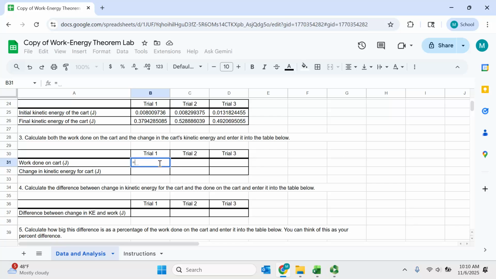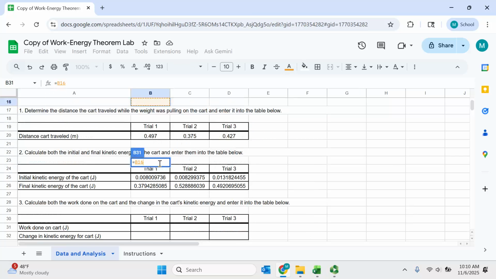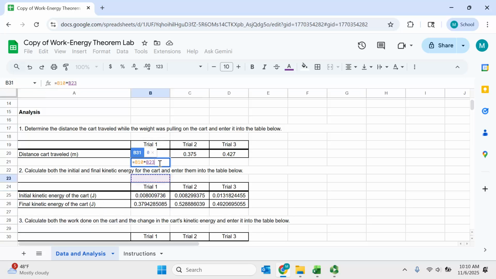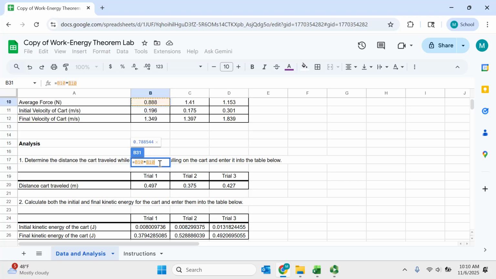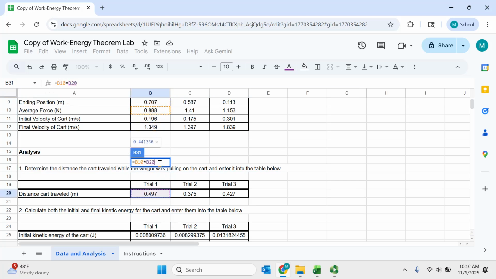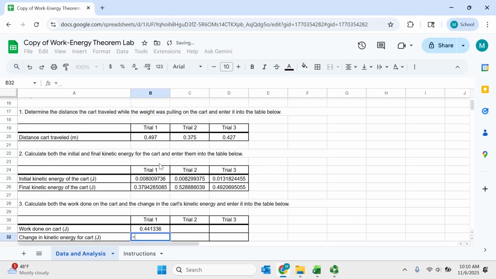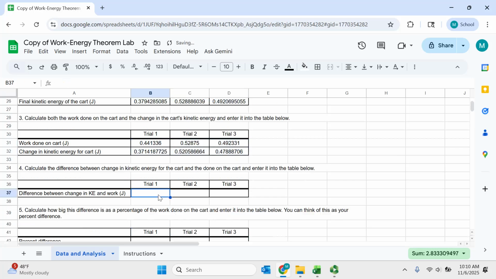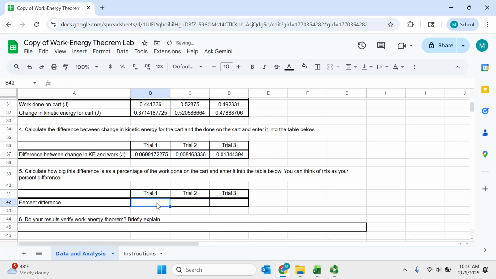I'm going to finish up these next calculations. Work is force multiplied by distance, and then change in kinetic energy. Oh, there's distance traveled. Change in kinetic energy is final kinetic energy minus initial kinetic energy. Let's copy those across. Difference between work and kinetic energy: take kinetic energy, subtract work. Cool. Copy that across. And then finally, percent difference.